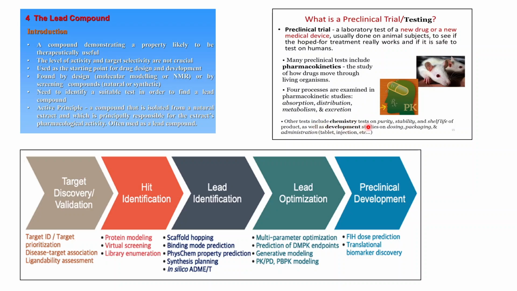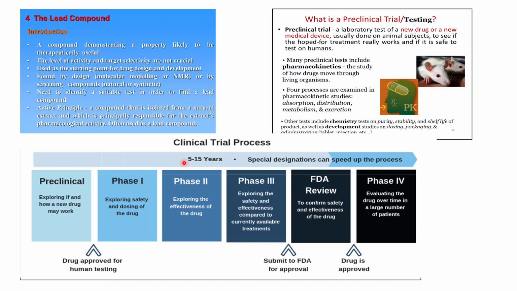Other tests include chemistry tests like purity, stability, shelf life of the product, as well as development studies like dosing, packaging and administration via tablet or injection. Okay, so these are the things that happen in the preclinical trial or testing. Then after the preclinical trial, we have the clinical trial process. This takes like 5 to 15 years. A special designation can speed up this process, like we have seen in the COVID pandemic. The vaccine for the COVID pandemic was approved in a very short time due to the urgency.